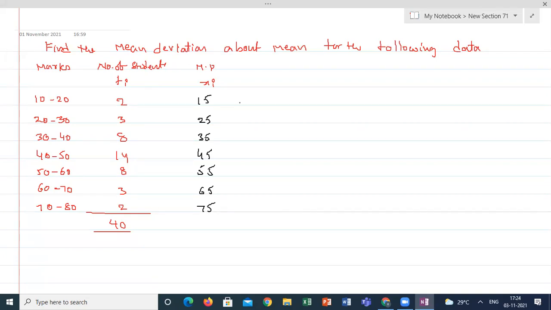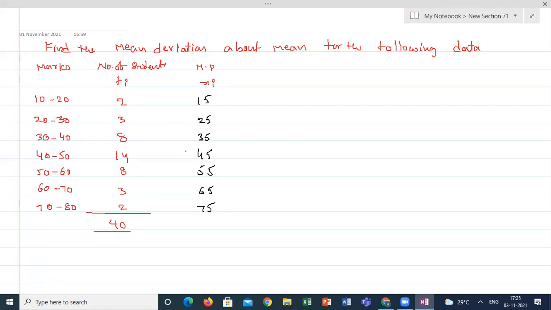But here I'm assuming the mean. I'm using the step deviation method. Which mean can I assume here? How will we choose an assumed mean here, students? Will you be able to remember how you will choose an assumed mean here? We can take it either as 35 or 45. Why?